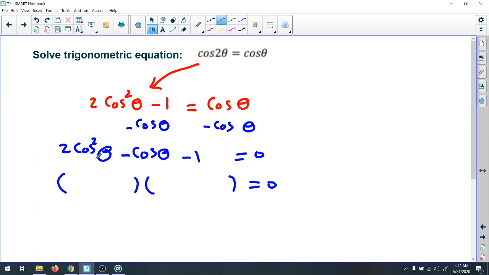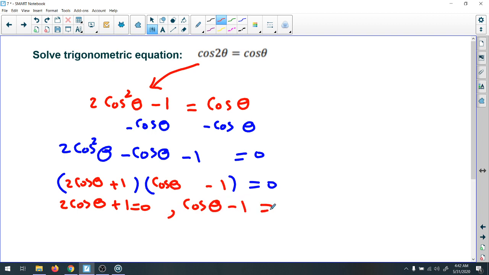We'll do that here. 2 cosine theta will be 2 cosine theta times cosine theta. And negative 1 must be negative 1 here times positive 1 here, because negative 2 cosine and positive cosine, if you combine, will be negative cosine. So we have two terms multiplied equals 0. At least one of them equals 0. So 2 cosine theta plus 1 equals 0. And you have cosine theta minus 1 equals 0.